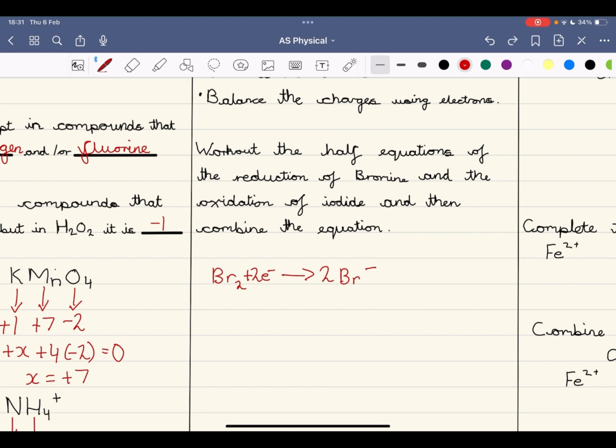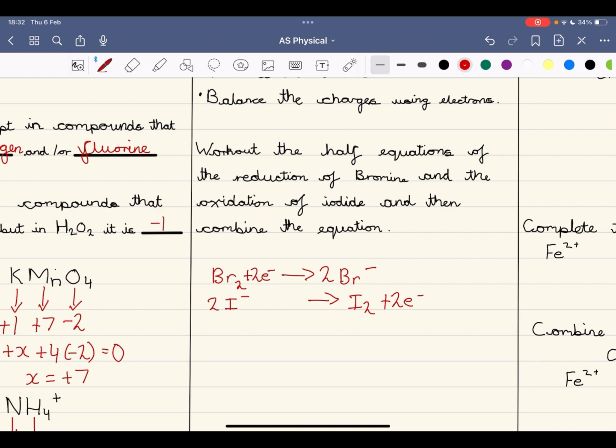And for the oxidation of iodide, we start off with I minus, and we form iodine. So firstly I'm going to balance out the atoms, so we have 2I on both sides, and then I'm going to balance out the charges. So I'm going to add 2 electrons onto the right side, so that both sides are minus 2.